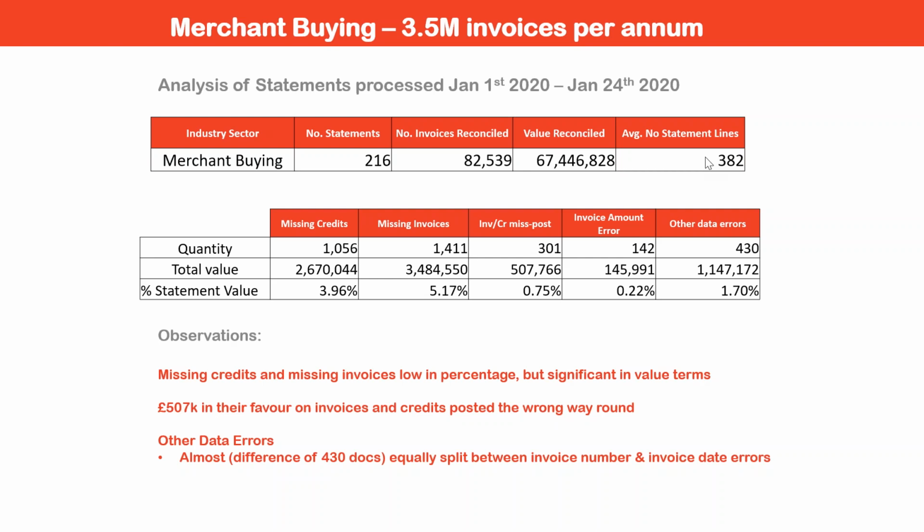Now, if you look at the percentages in the next one, again, it's low in percentage but significant in value terms. Missing credits and missing invoices, 2.6 million and 3.5 million. So it's big value. The other one that sticks out is it's £500,000 in their favour on invoices and credits posted the wrong way round. So this is where they've received invoices, but they've actually put them on their system as a credit. So they're not likely to get the money, but it's basically the ledger is inaccurate. But the other percentages are pretty low on that one.